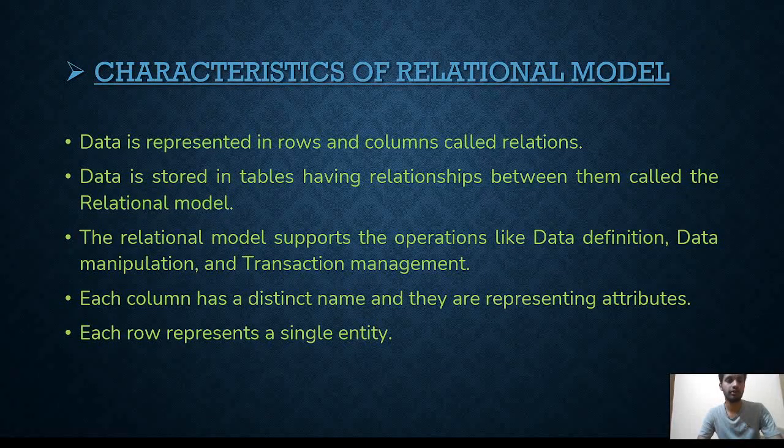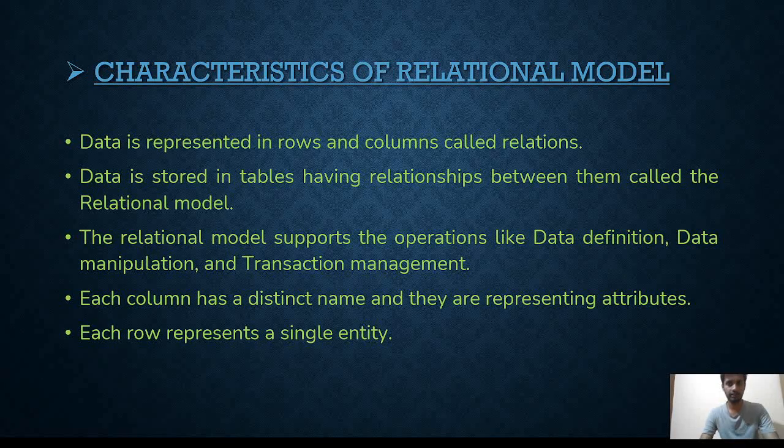Characteristics of relational model. Data is represented in rows and columns called relations. Data is stored in tables having relationships between them called the relational model. The relational model supports operations like data definition, data manipulation, and transaction management. Each column has a distinct name and they are representing attributes. Each row represents a single entity.